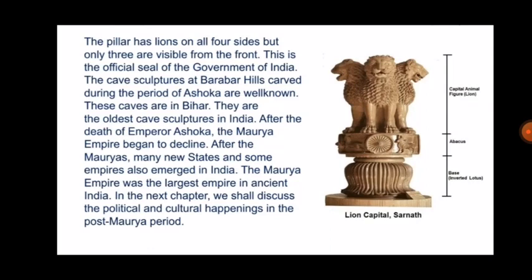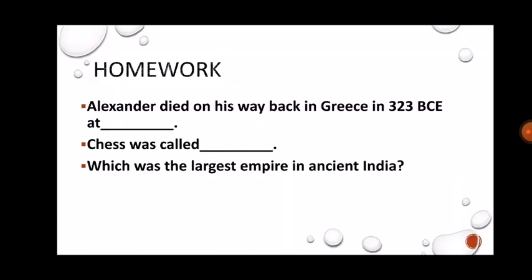In the next chapter, we shall discuss the political and cultural happenings in the post-Maurya period. Now let's see your homework. The first question: Alexander died on his way back to Greece in 323 BCE at dash. Second, chess was called dash. And third, which was the largest empire in ancient India?